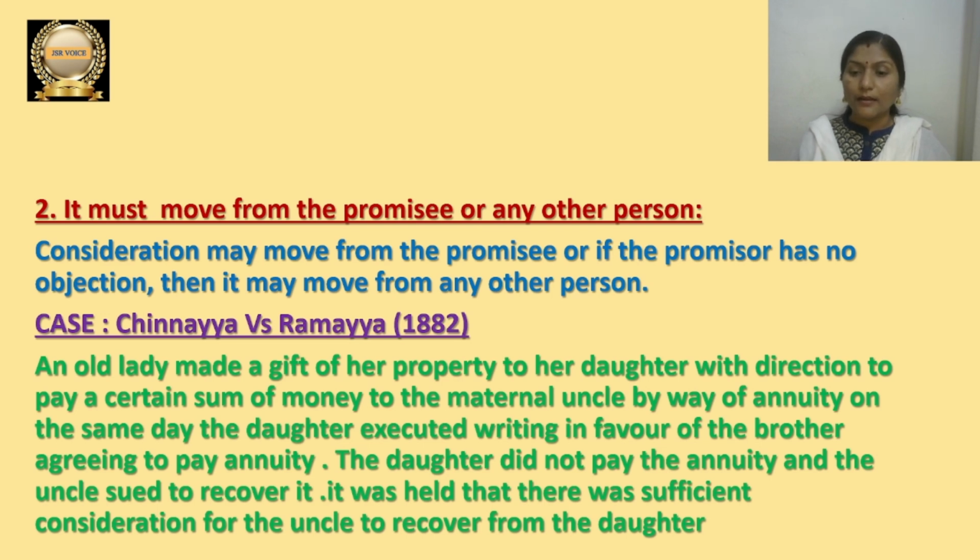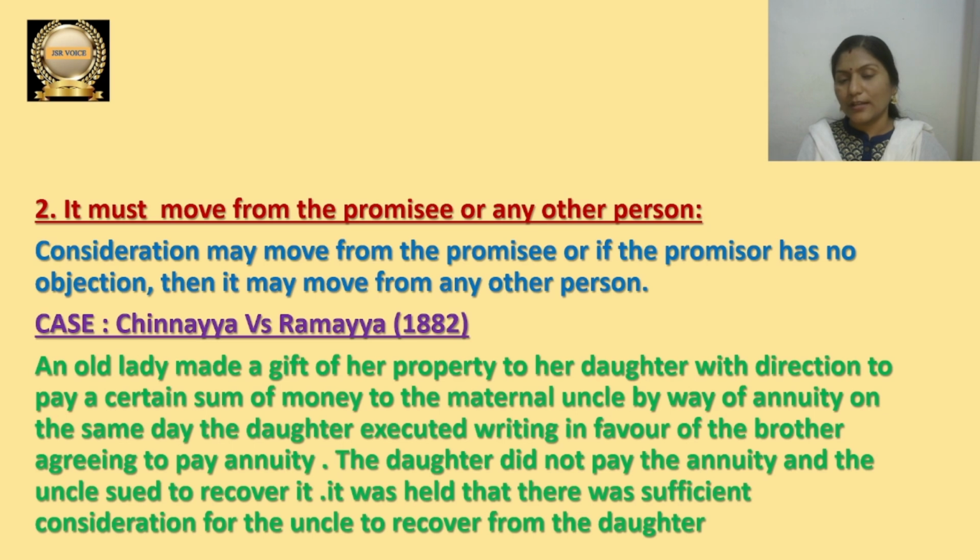Why did the daughter stop? Because she said, I am not receiving anything in return from the uncle, no consideration, so I am not going to pay anything, because I received the property from my mother. That is why she said that she is not going to pay. But what did the court say? The court said that consideration may move from the promisee or from any other person also, and then also it is valid consideration.